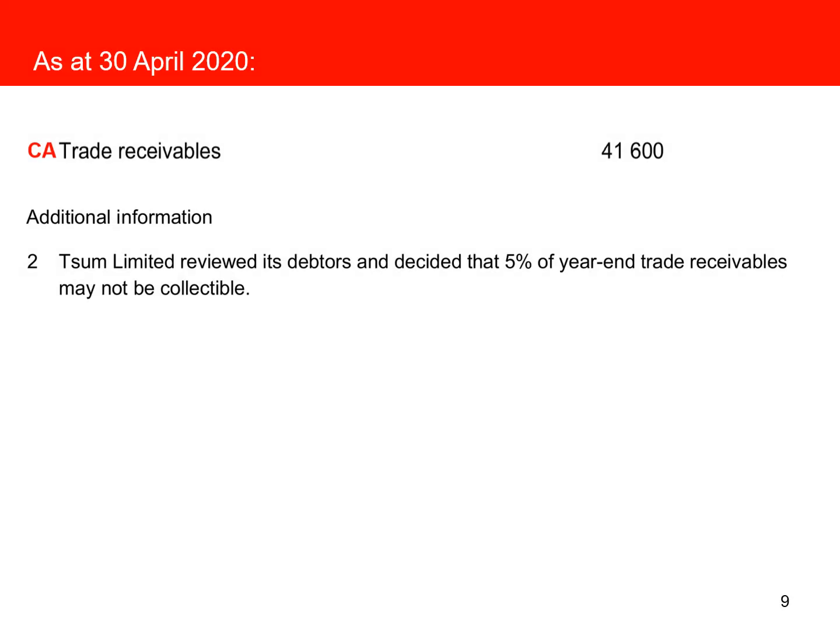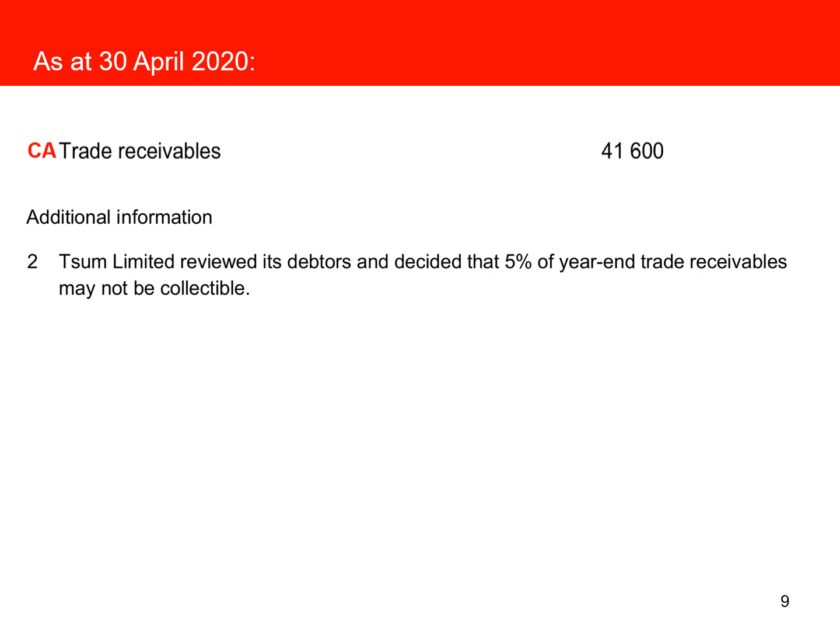Okay, next one. For your trade receivable, additional information said that the company reviews its debtors. Debtors means trade receivable, our credit customers. And they decided that 5% of the year-end trade receivable may not be collectible. So take note, the keywords here are may not be. It is not a confirmed case of a bankrupt. So read the question carefully.